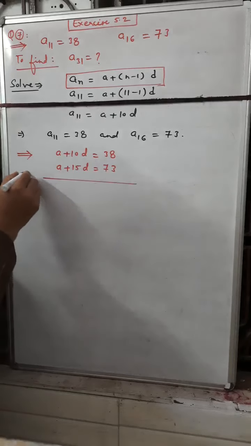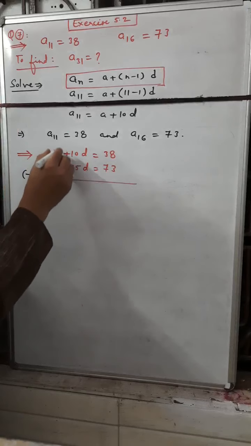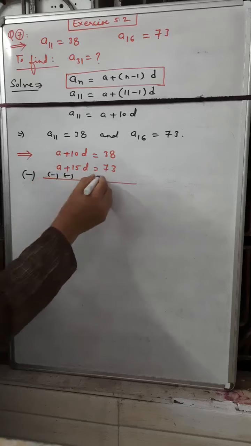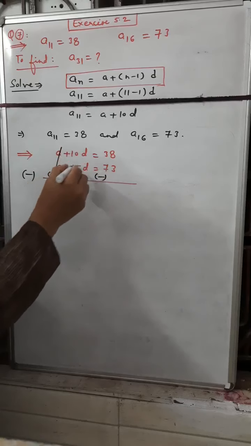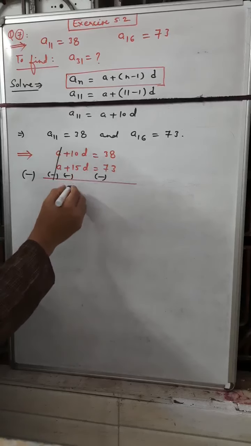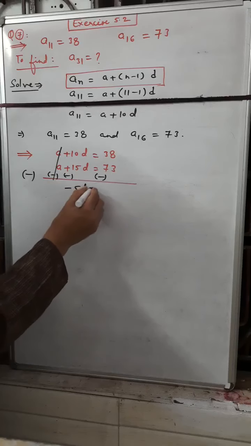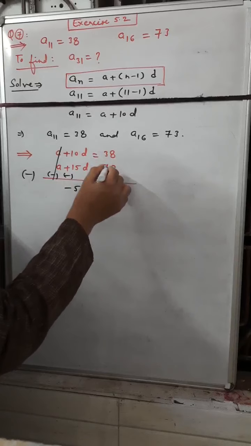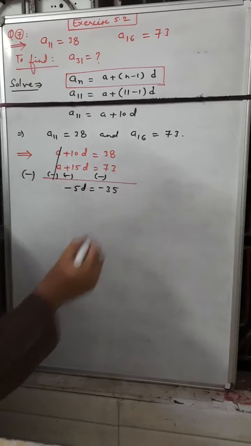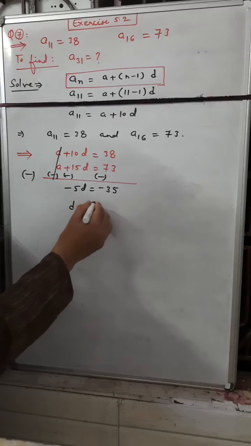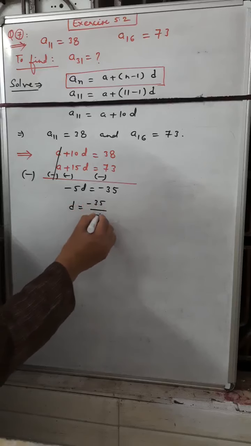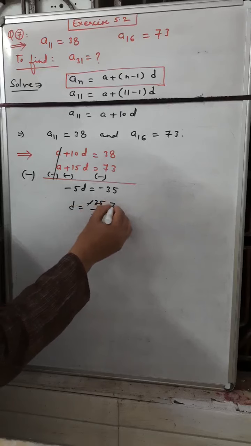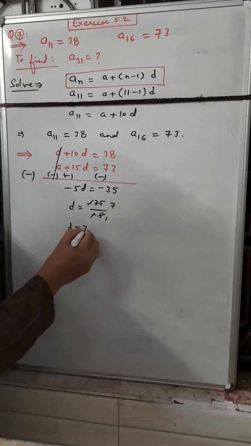Now subtract both the equations, because we have the same coefficient of a here. So we will subtract both equations. a cancels, and 10d minus 15d means minus 5d remains, and 38 minus 73 is minus 35. So d is equal to minus 35 upon minus 5. Minus minus cancels, and 5 times 7 is 35. So d is equal to 7.